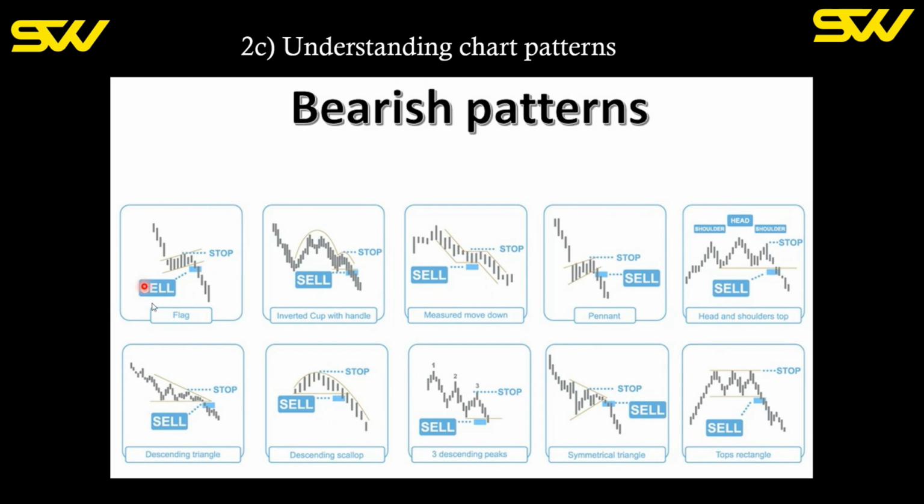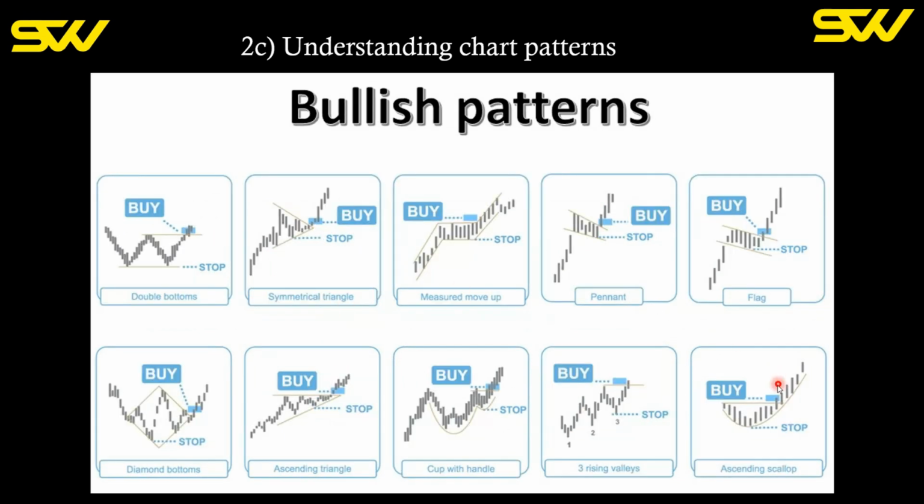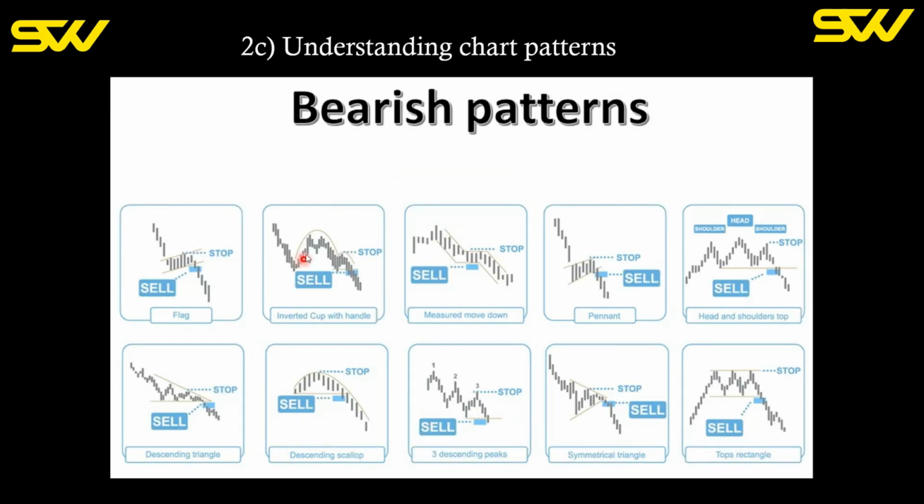Some common ones are flag, inverted cup and handle. Can you see that the inverted cup and handle was actually from this cup and handle? So when you reverse this pattern here, it becomes an inverted cup and handle. And the same goes for this one, head and shoulders top. When you have a head like this, it doesn't look exactly like this. The head should be slightly bigger compared to the left and right shoulders. That's what we call the head and shoulders pattern. This is where you're going to place your sell position here. Stop loss will be at the tip of the right shoulder, and enjoy a profit.